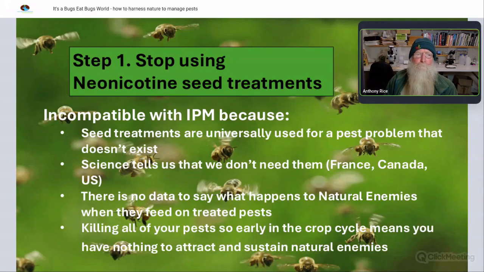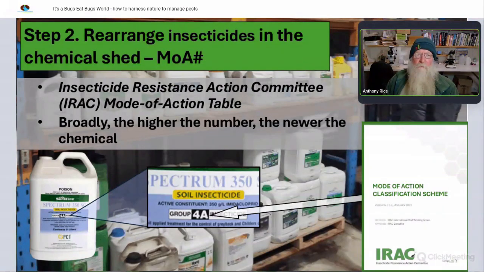And lastly, killing all your pests so early in the crop cycle is anti-IPM because it means you have nothing to attract and sustain your natural enemies. A low level of pests is a very useful thing in your crop because it will bring in that army of insects that want to feed on them and help you out. The beneficial insects, the good bugs that we talked about before. So step number 2, what can you do? You can go out and rearrange the insecticides in your chemical shed.